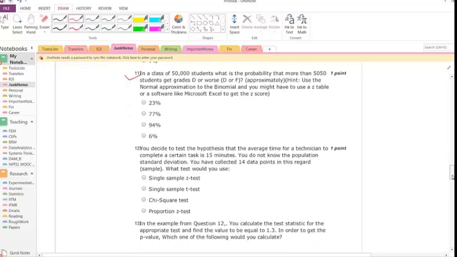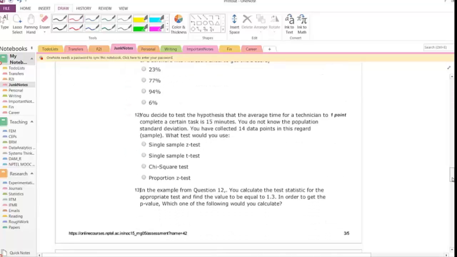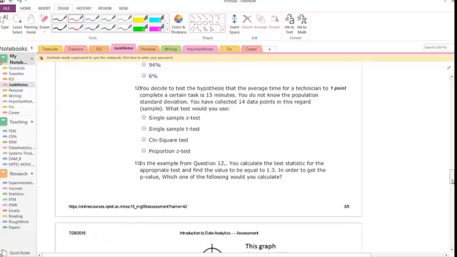So the next question: you decide to test the hypothesis that the average time for a technician to complete a task is 15 minutes. You don't know the population standard deviation. You've collected 14 data points in this regard. What test would you use?